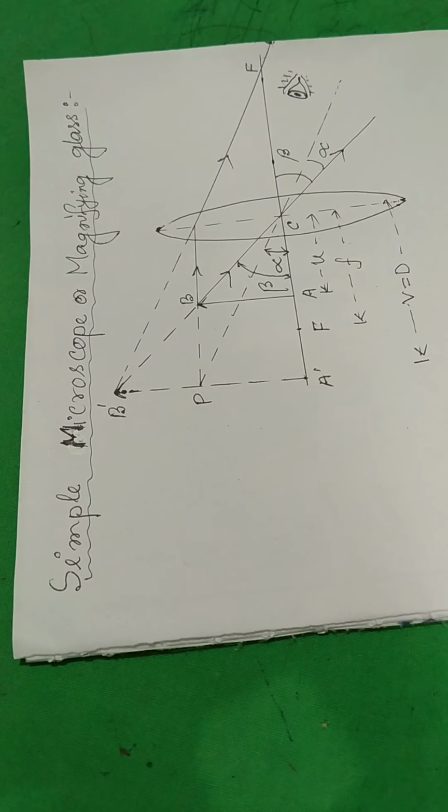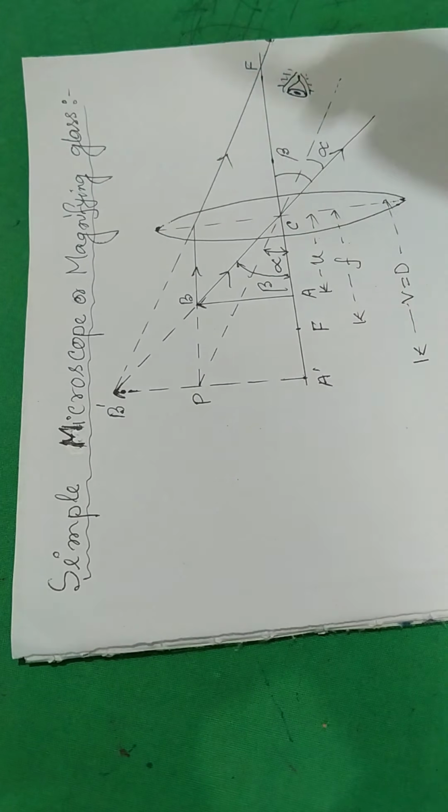What is a microscope? A microscope is an optical instrument to see very small objects as magnified ones. There are two types of microscope. Number one, simple microscope or magnifying glass. Number two, compound microscope. Today we are going to discuss the simple microscope or magnifying glass.